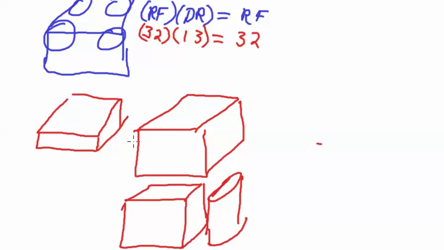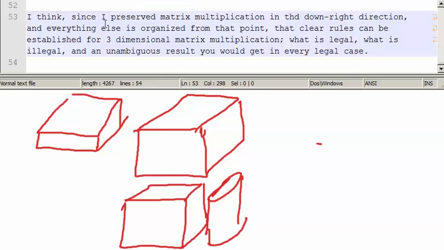And the final consideration to make is whether 1 by 2 by 2 times 2 by 2 by 2 matrices, or 2 by 2 by 2 matrices times 2 by 2 by 2 by 1 matrices would multiply. So I think since I preserved matrix multiplication in the old down and right direction, the clear rules can be established for three-dimensional matrix multiplication. What is legal, what is illegal, and what ambiguous result you would get in every legal case.